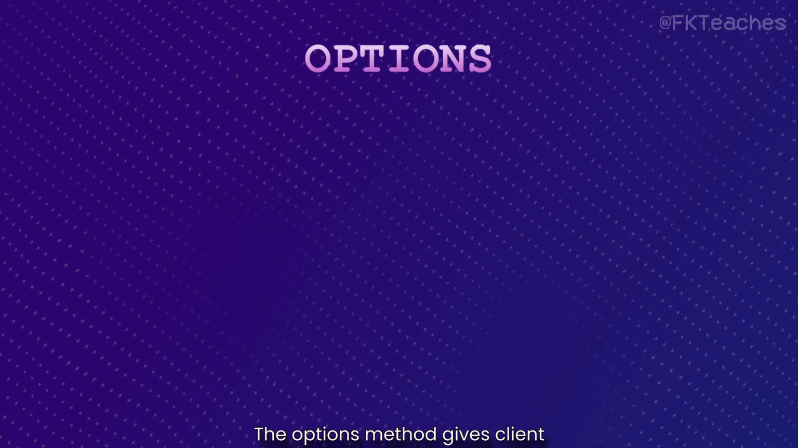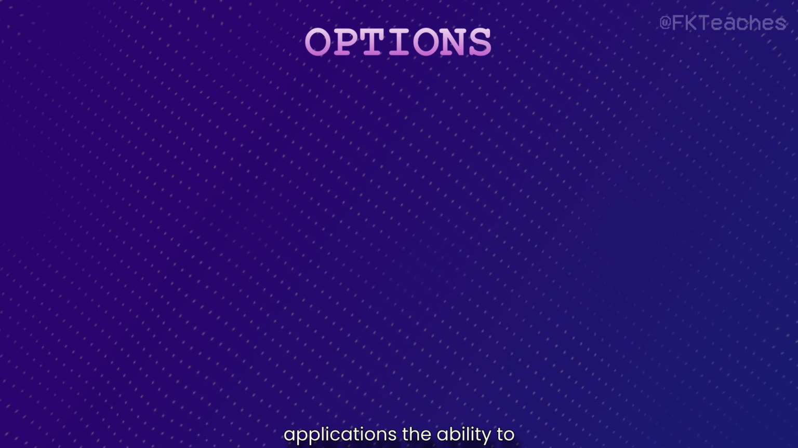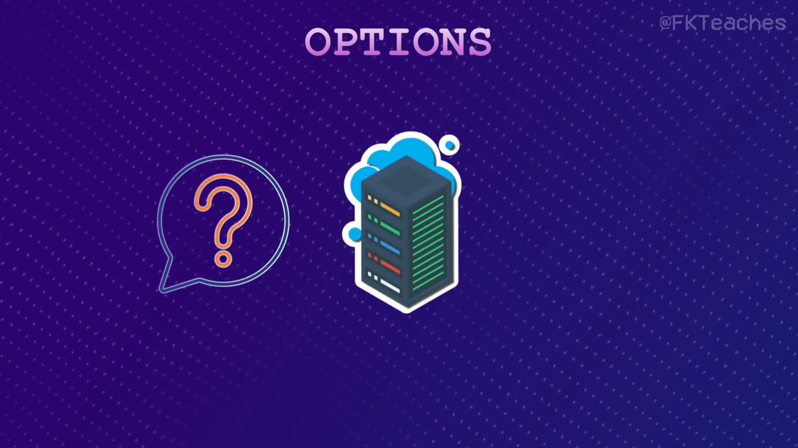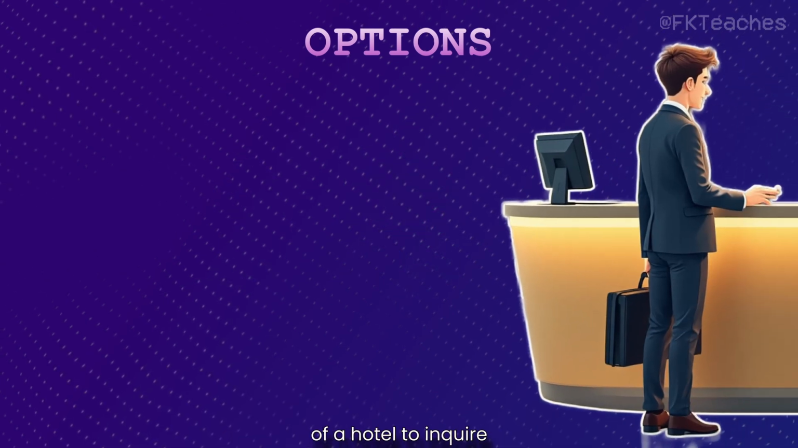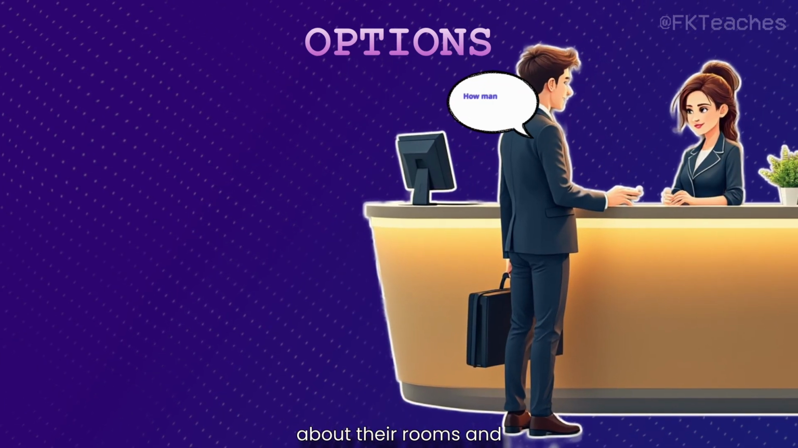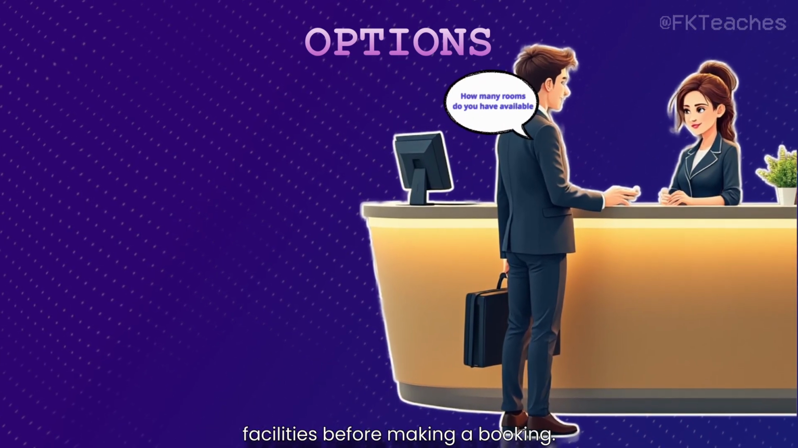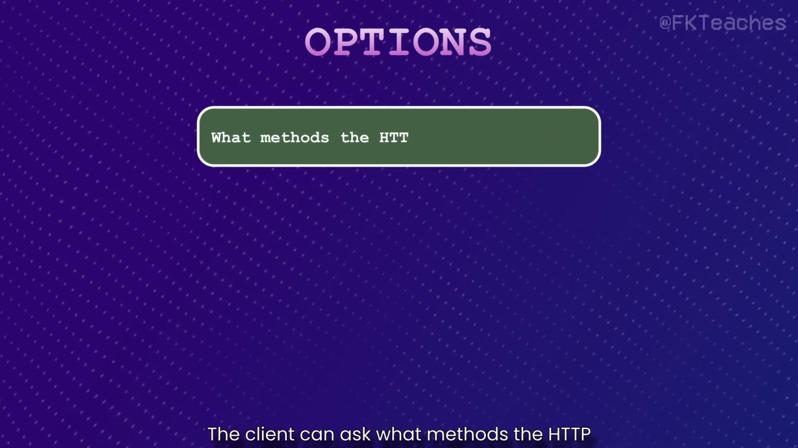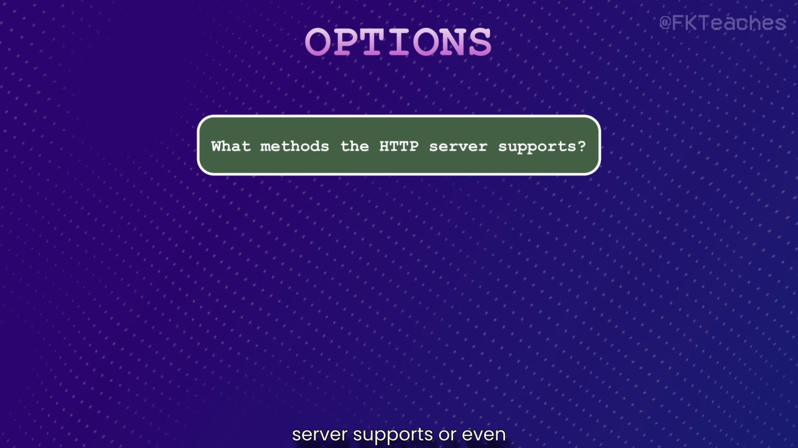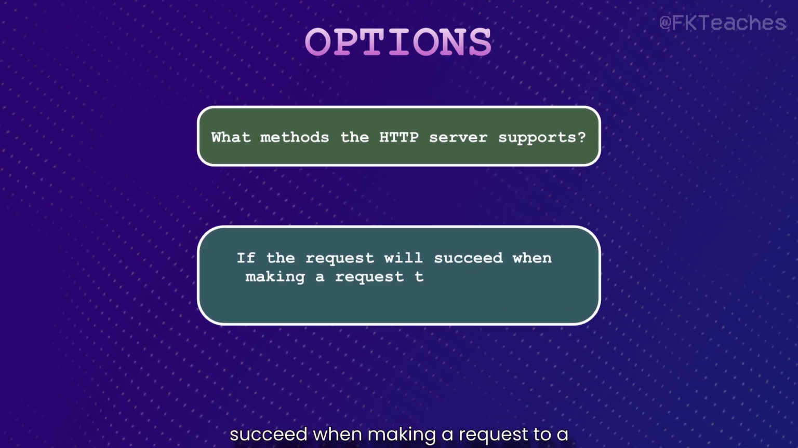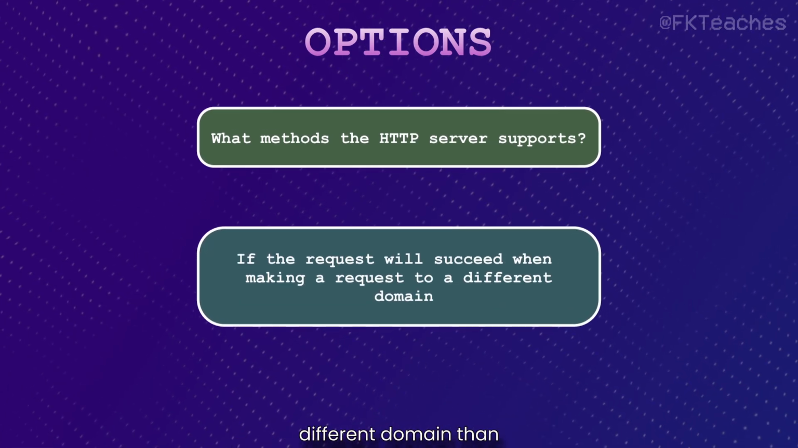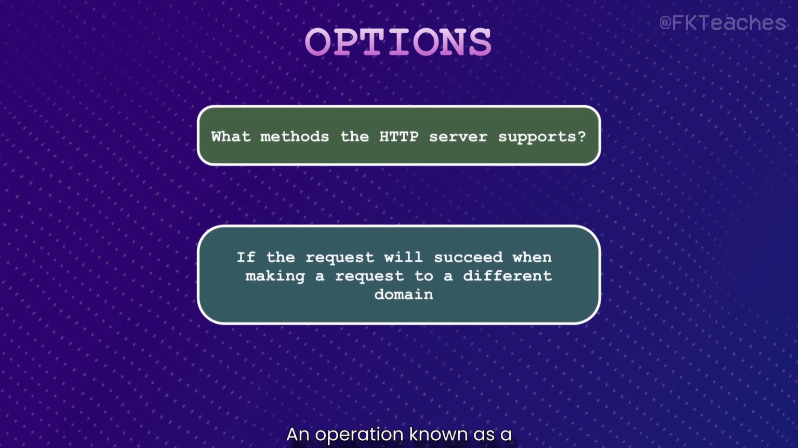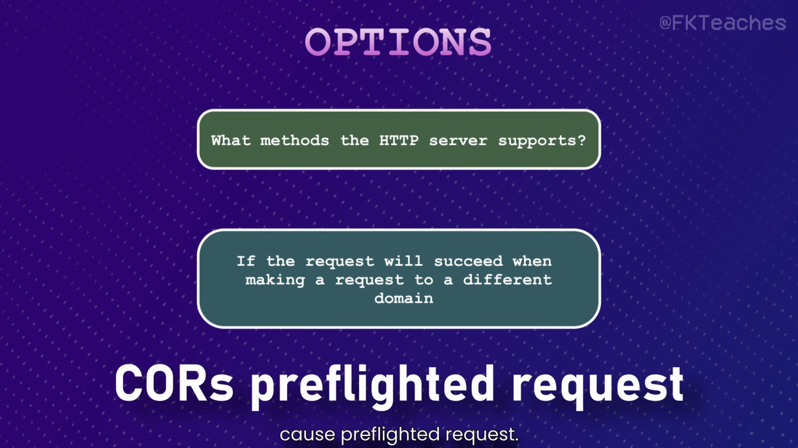The options method gives client applications the ability to inquire about a server before accessing it. This is similar to calling the front desk of a hotel to inquire about their rooms and facilities before making a booking. The client can ask what methods the HTTP server supports, or even ask if the request will succeed when making a request to a different domain than the one hosting the client. An operation known as a CORS preflighted request.